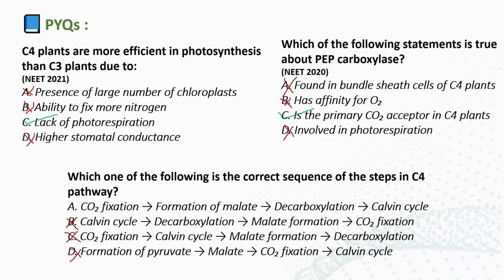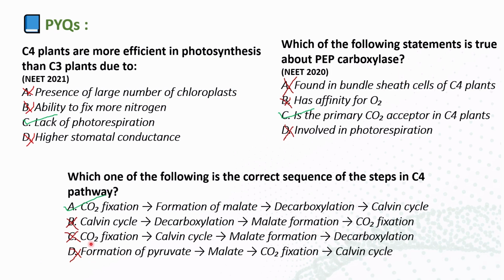Obviously, what is the right one here? First of all, the carbon dioxide is fixed by the PEP carboxylase enzyme. And then you can see the formation of malate from the oxaloacetic acid, and those malate molecules undergo decarboxylation to form pyruvate, and the released CO2 then undergoes the Calvin cycle. So this is the right order of the C4 pathway here.